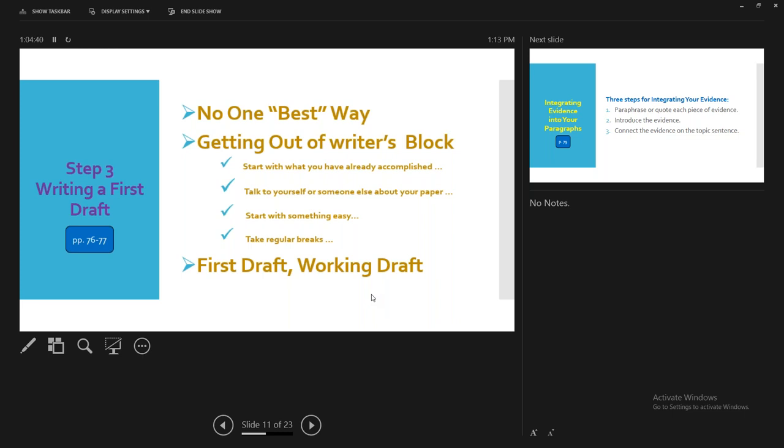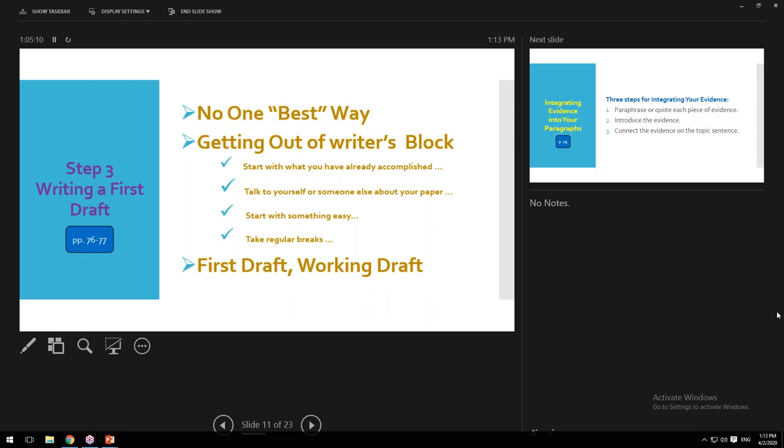So far today, we've talked about writing an appropriate topic sentence, and then we talked about writing your first draft. Any question about these points? Okay, some of you saying no. Okay, good.